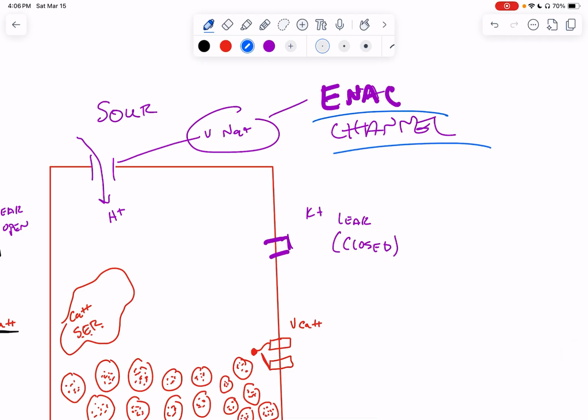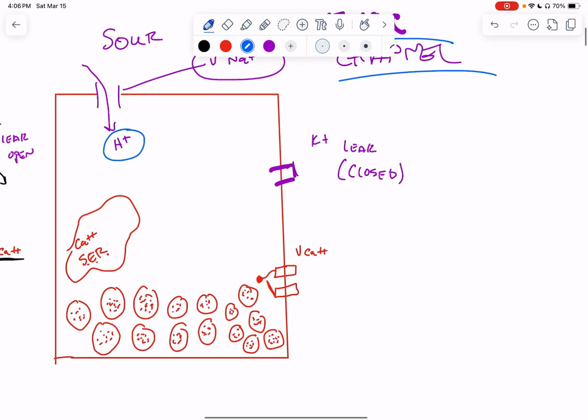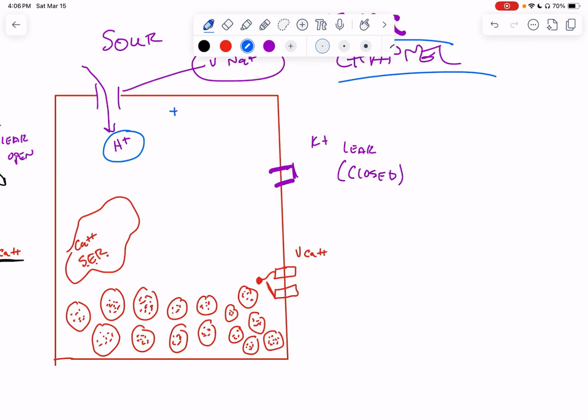It is a specific type of voltage-gated sodium channel, and these ENaC channels are also sensitive to hydrogen. Okay, and so when you taste something sour, you're actually tasting the presence of protons on the surface of your tongue. And so this presence of protons on the surface of your tongue is going to increase the overall positive charge, similar to how the taste of salt worked. It's going to increase the overall positive charges on the inside of this cell.